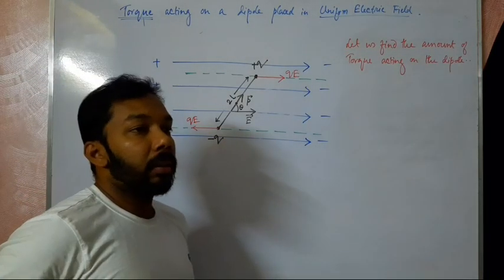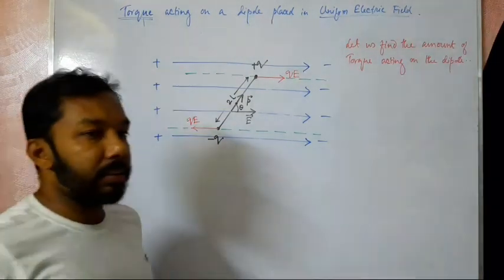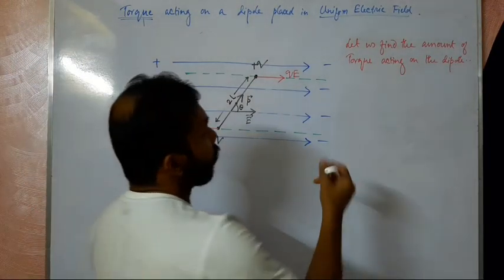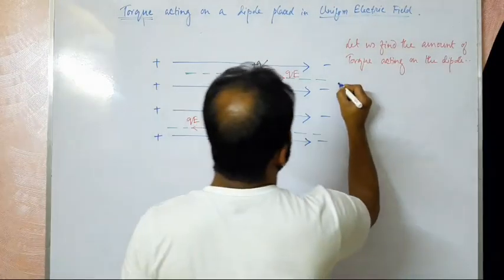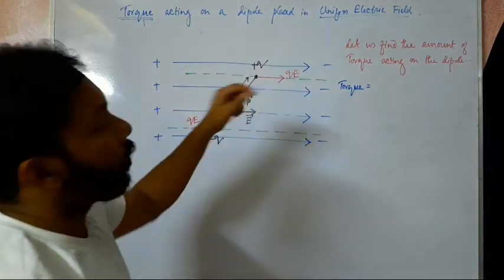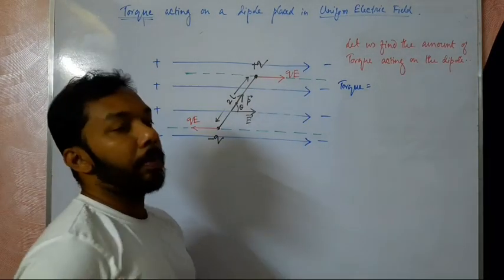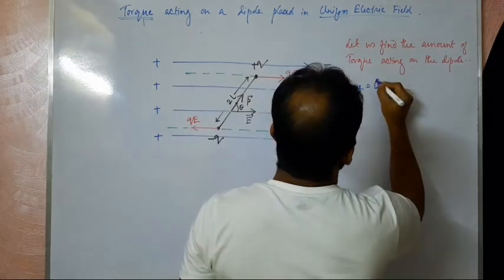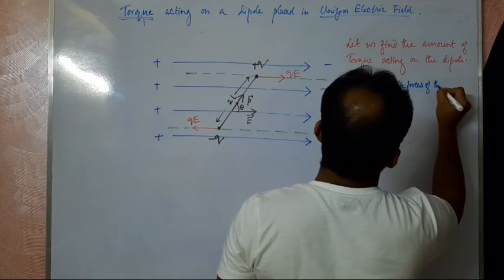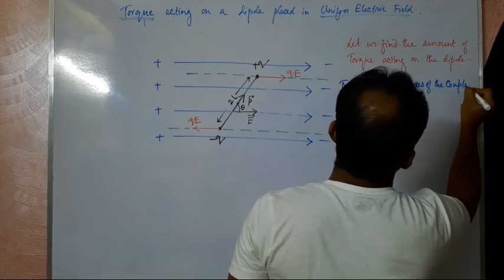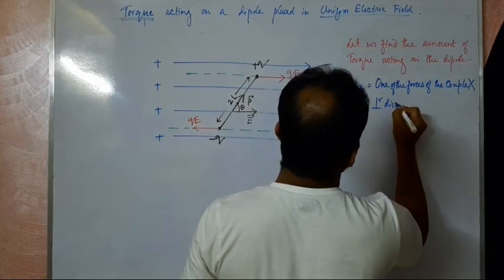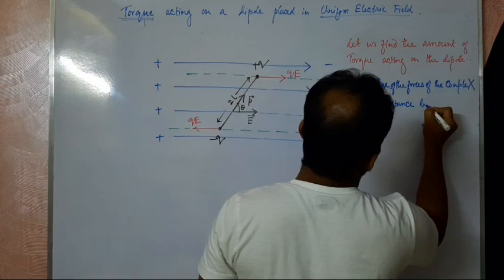What was that? The definition of torque says torque is equal to the product of one of the forces of the couple multiplied by the perpendicular distance between them. One of the forces of the couple multiplied by the perpendicular distance between them.